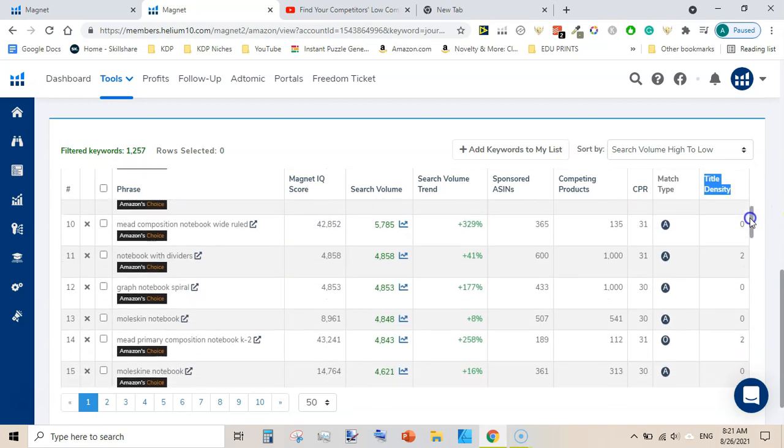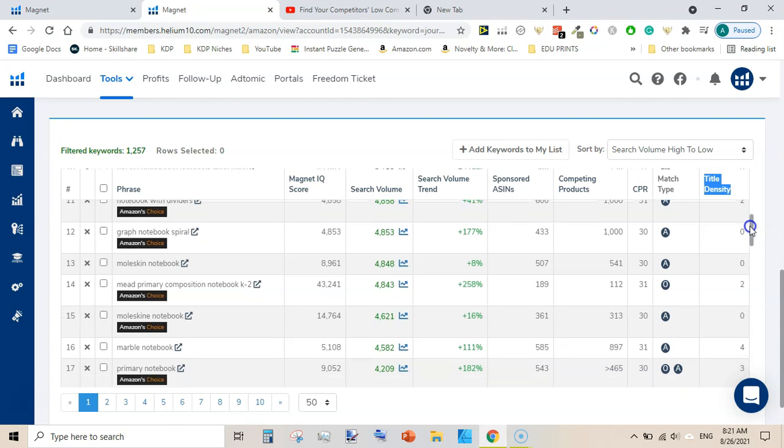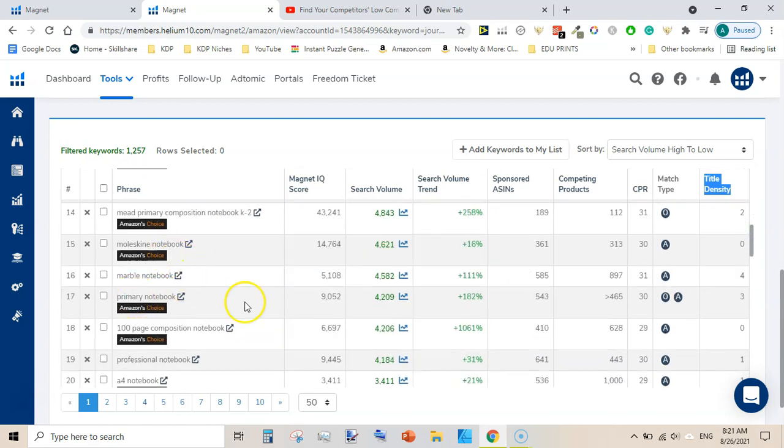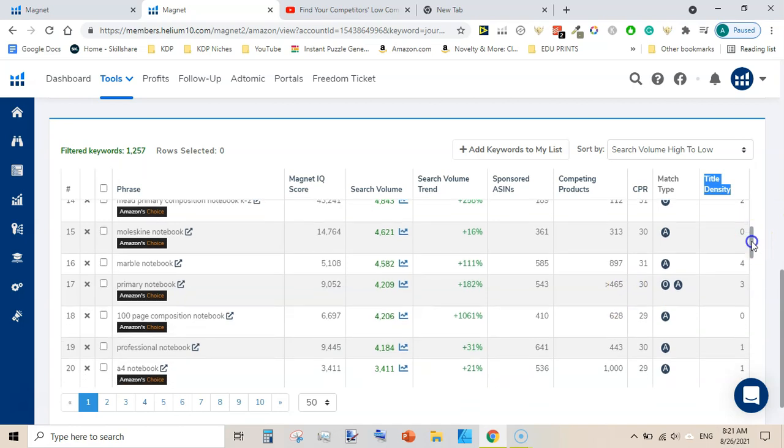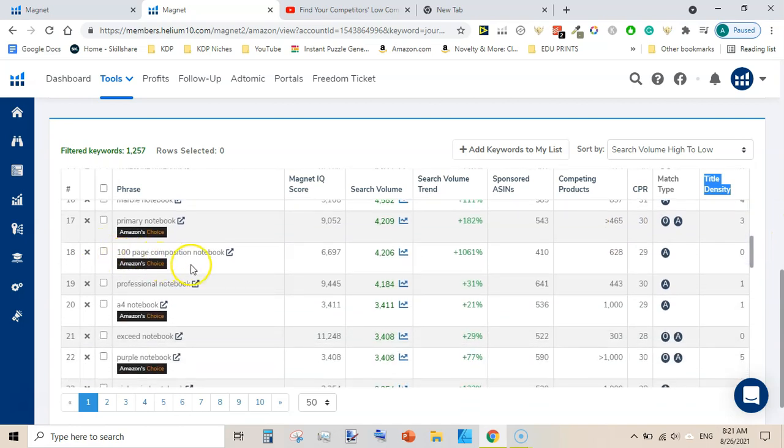Notebook with dividers, graph notebook, spiral, Laskin notebook, marble notebook, primary notebook, over 4000 search volume, and competing products are 465. Here is another very good niche or keyword, 100-page composition notebook. You can add this into your title, but before adding it into your title or subtitle, do a trademark research as well. 100-page composition notebook, 4200 search volume, and the competing products are 628.